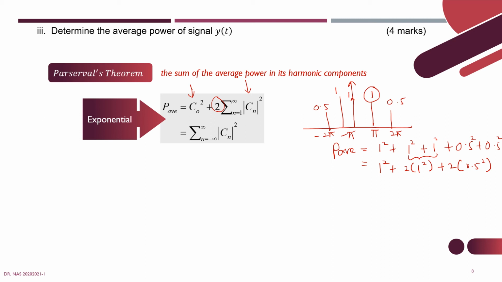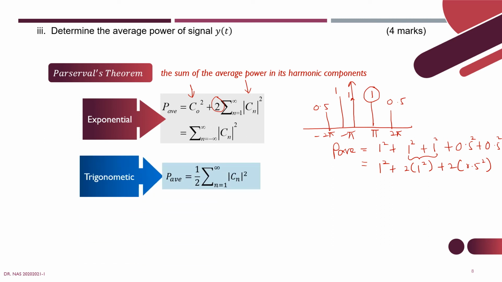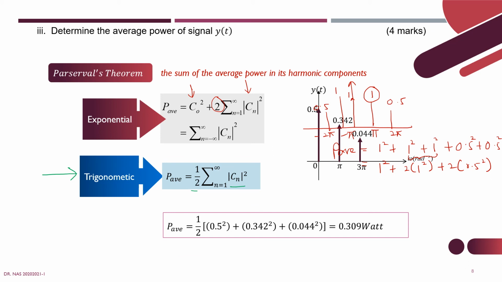But when you have a single-sided spectrum or trigonometric equation, you can calculate the P average by using this equation, 1 over 2 of your Cn squared. In this particular question, you have the single-sided spectrum, so you can consider this equation. You need to total the magnitude of each harmonic of this single-sided spectrum. So you have 1 over 2 multiplied with the summation of your Cn squared.